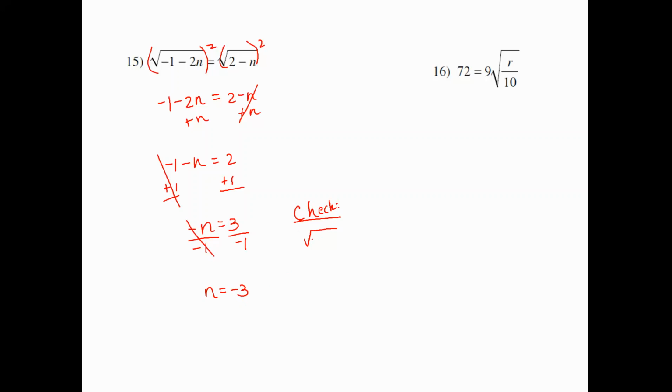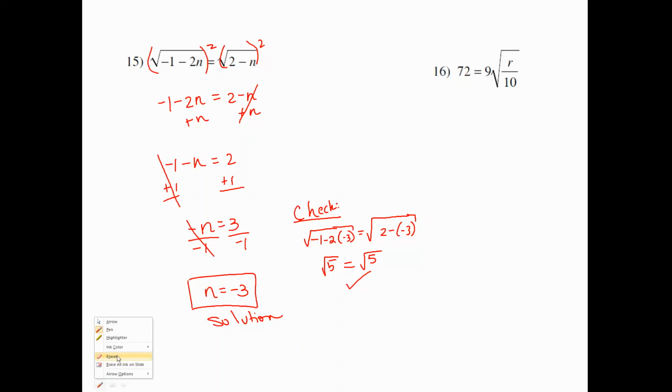Checking, minus 1 minus 2 times negative 3. Does that equal the square root of 2 minus, minus a negative 3? Minus 1 plus 6 is 5. And 2 plus 3 is 5. Alright, yes, n equals negative 3 is a solution.